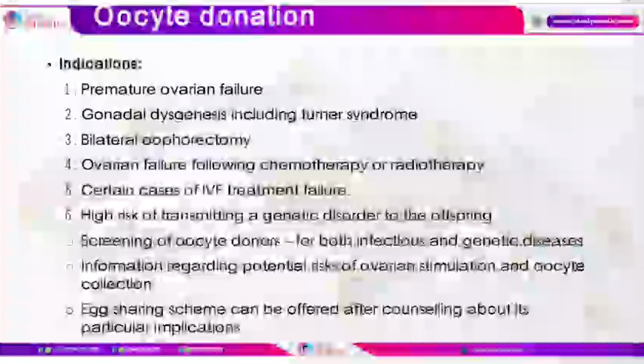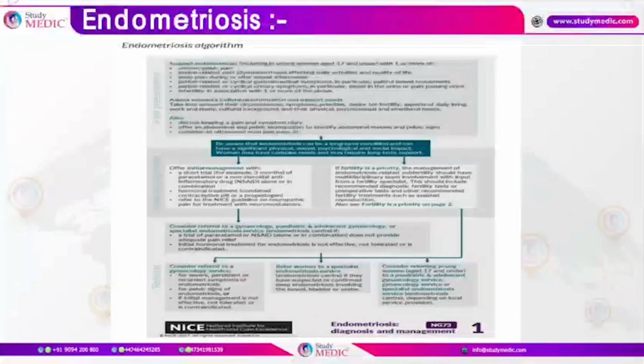The screening of the donor will be done for both infectious and genetic diseases, and information regarding the potential risks of ovarian stimulation and oocyte collection should be discussed with the donor. An egg sharing scheme can be offered after counseling about its particular implications, because very soon the child will be well aware of the mother after completing 16 or 18 years of age.